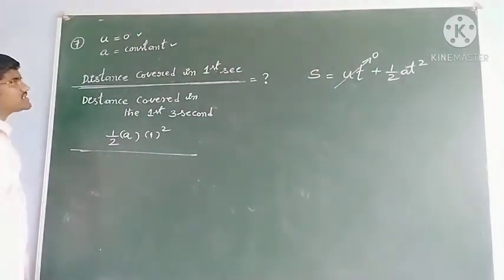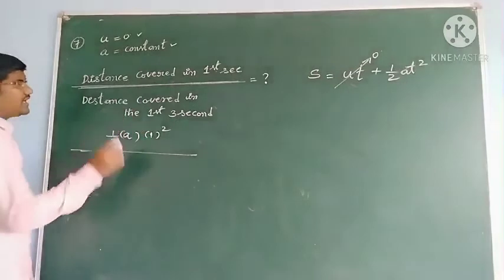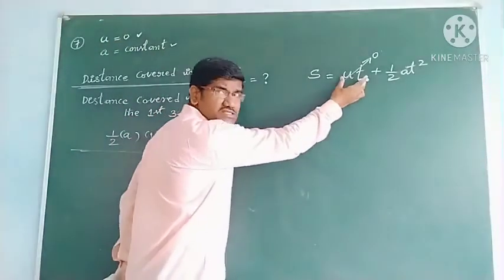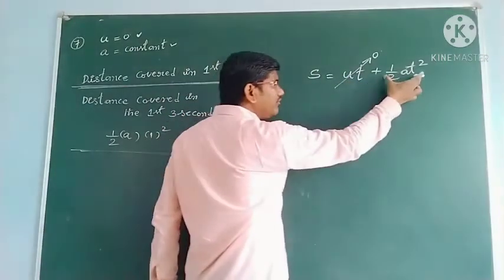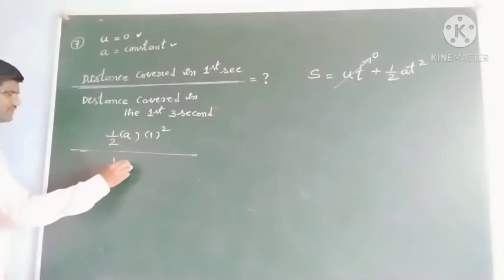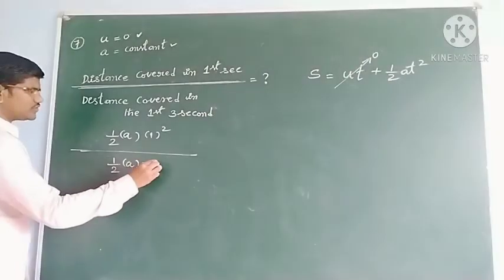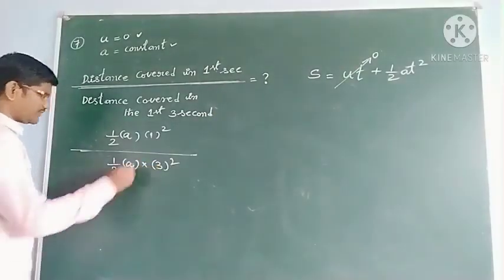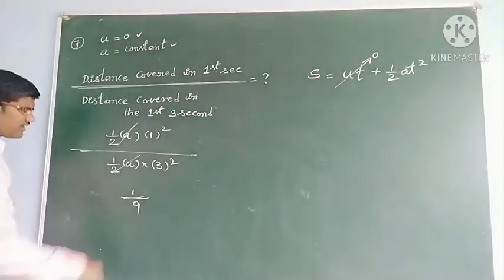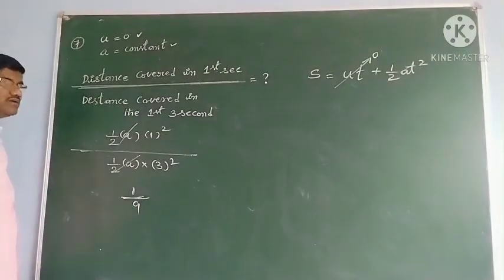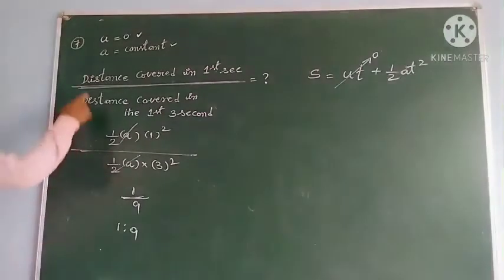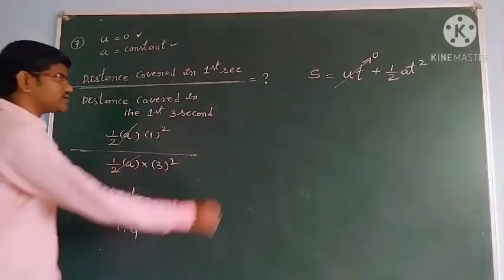And by distance covered in the first 3 seconds. Again starting from rest, so this term will be 0. Now find the distance for 3 seconds: half a into 3 square. Then half a gets cancelled. 1 square is 1, 3 square is 9. So the ratio is 1:9. This is the answer you get, 1:9.